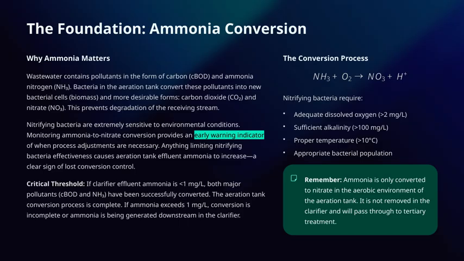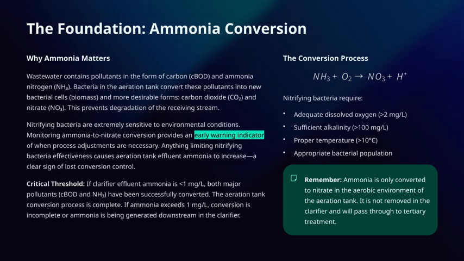Here's a critical point. If the clarifier effluent ammonia is less than 1 mg per liter, that means we've successfully converted most of the pollutants, both CBOD and ammonia. At this stage, the aeration process is essentially complete. But if ammonia levels exceed 1 mg per liter, that indicates incomplete conversion or possibly that ammonia is being generated downstream in the clarifier. Now, let's talk about what the nitrifying bacteria need to do their job effectively.